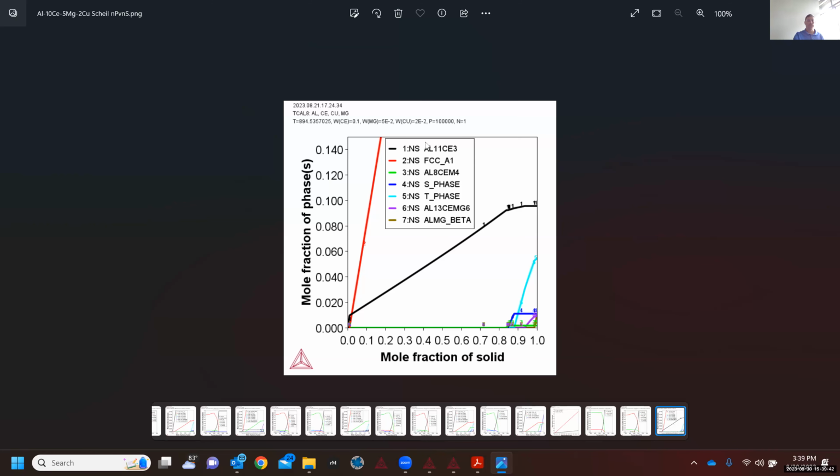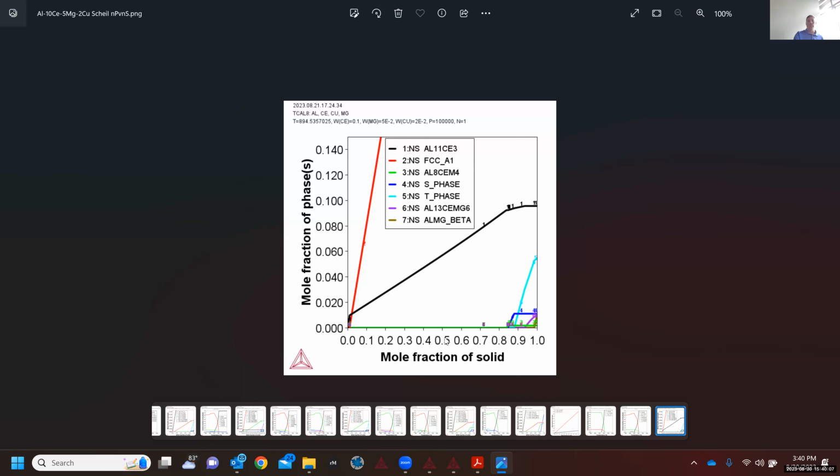So the first phase to form is aluminum 11 cerium 3, but I'm almost right on the eutectic point in this ternary, or in this multi-component alloy. So almost immediately I start forming FCC plus the aluminum, cerium intermetallic until I get out here to about 80%, and then I start forming all of these different other phases.